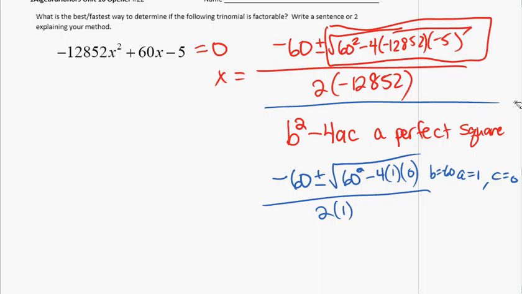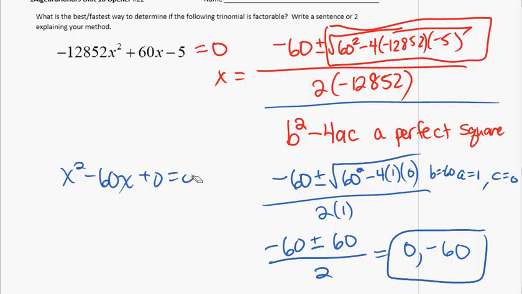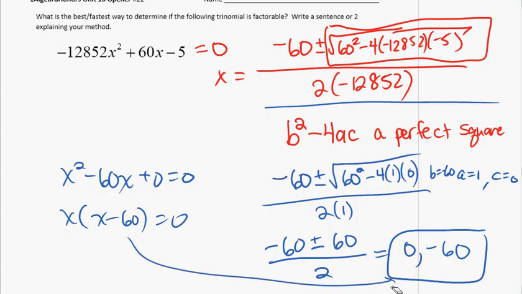So suppose this is true. Now we get 60 plus and minus the square root of 60 squared, which is just 60, all over 2. And this turns out to be 0 or 60, which we could have come up with in a factoring problem. The equivalent problem is x squared minus 60x plus 0 equals 0. And you could have solved that by factoring out an x and using the zero product property. So these are factorable problems.